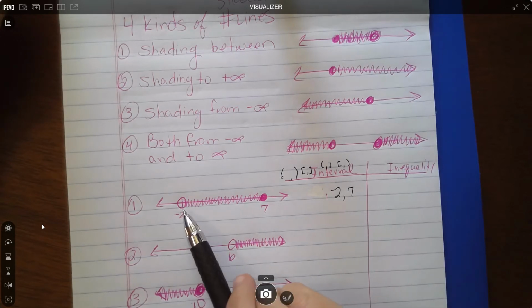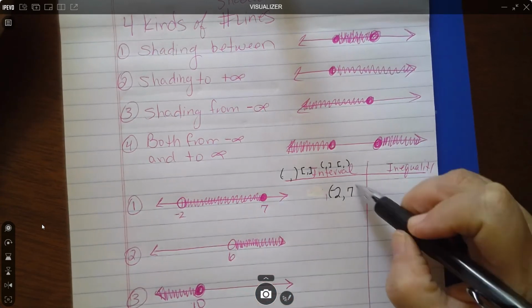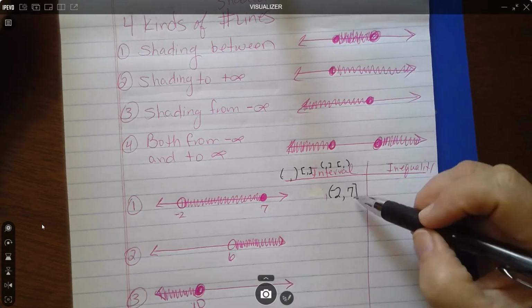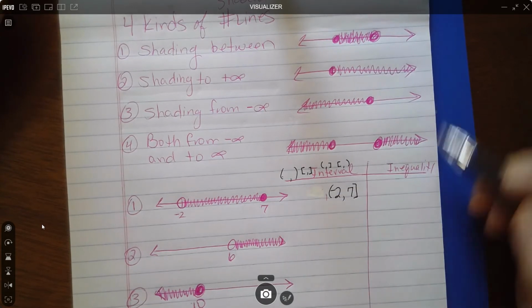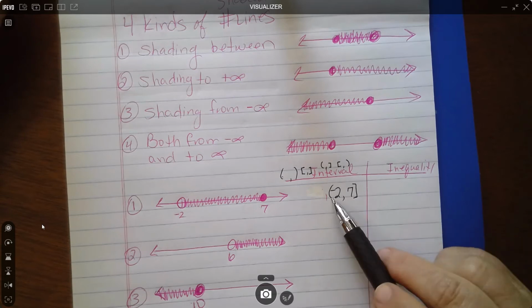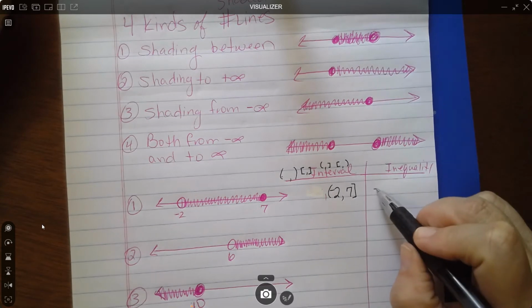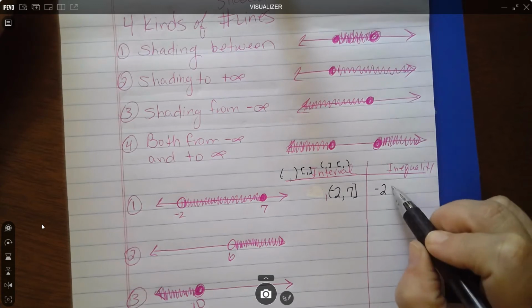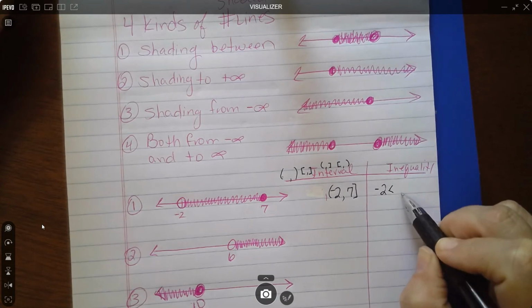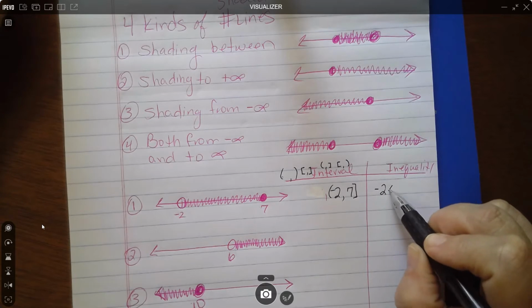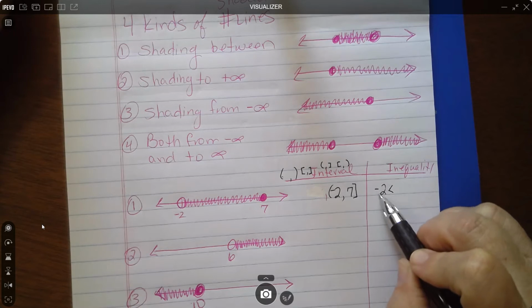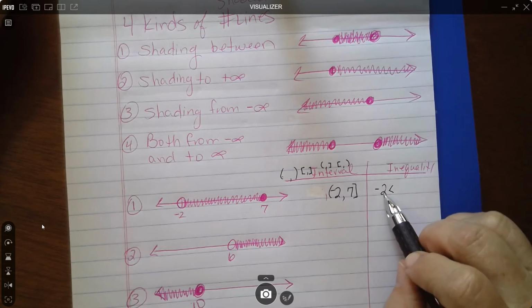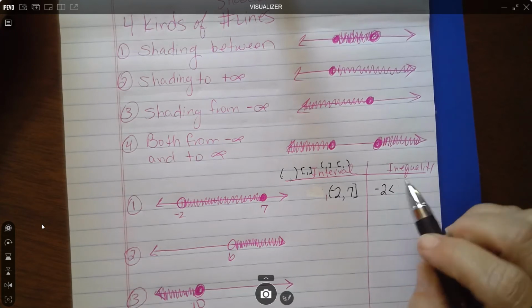Now, to determine whether it's parentheses or brackets, you look at whether it's open or closed. Open gets a parentheses, shaded and filled in gets a bracket. When it's inequality notation, it's the same thing. You're just going to put where you start. The next thing is always a less than symbol. You put the number where you start. Whatever this number is, that number goes right there. And then always a less than symbol.